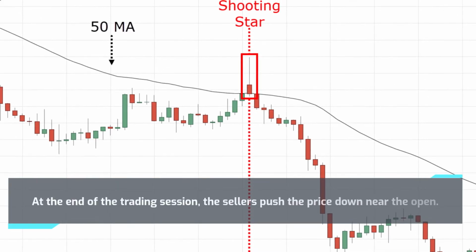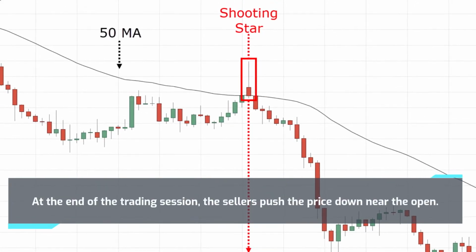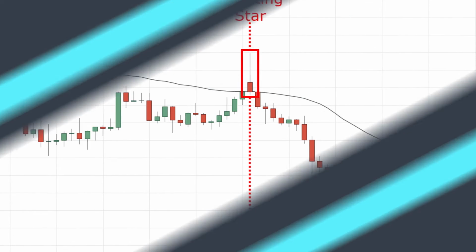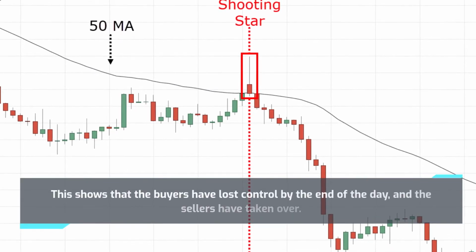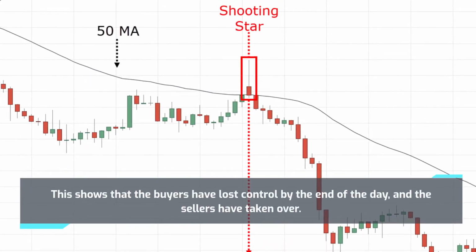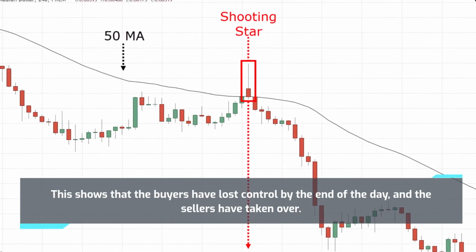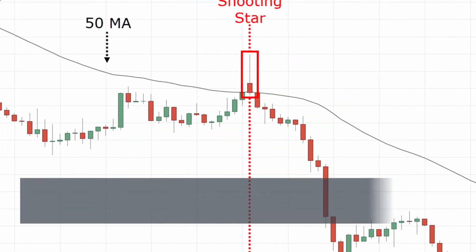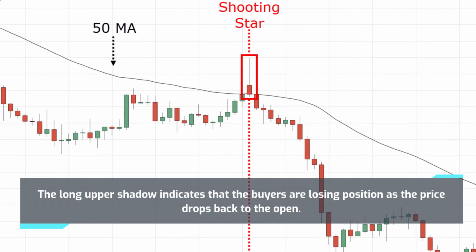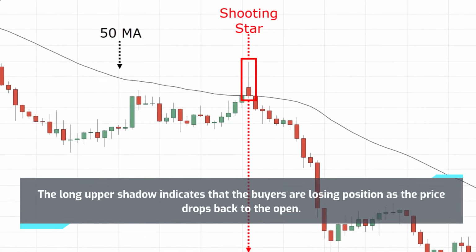At the end of the trading session, the sellers push the price down near the open. This shows that the buyers have lost control by the end of the day, and the sellers have taken over. The long upper shadow indicates that the buyers are losing position as the price drops back to the open.